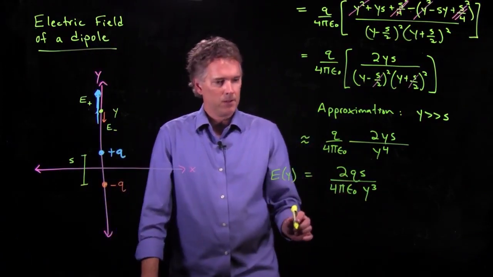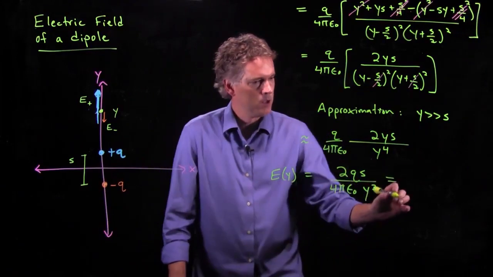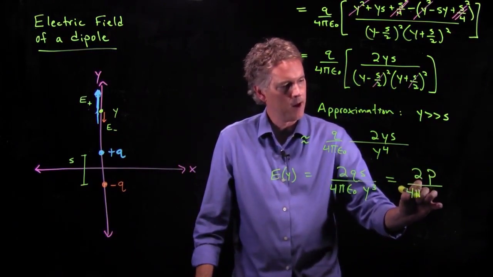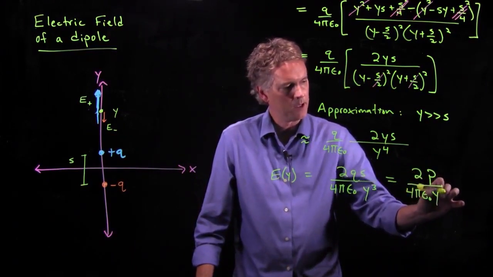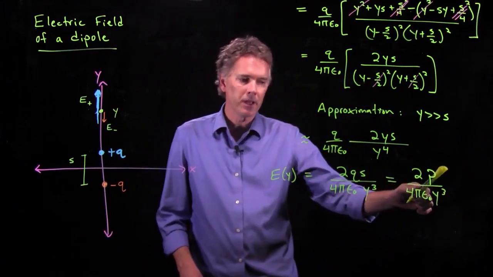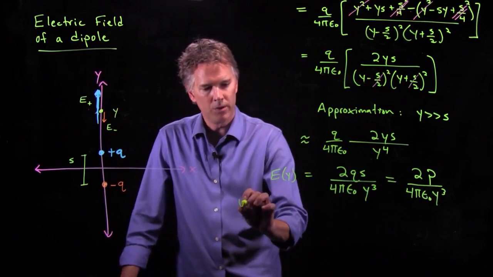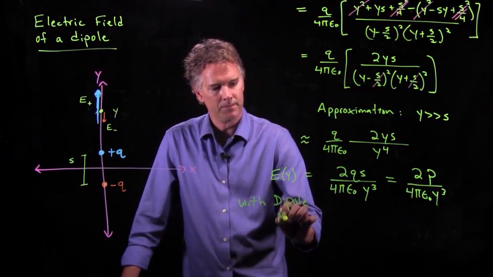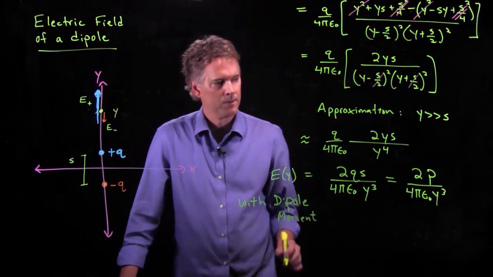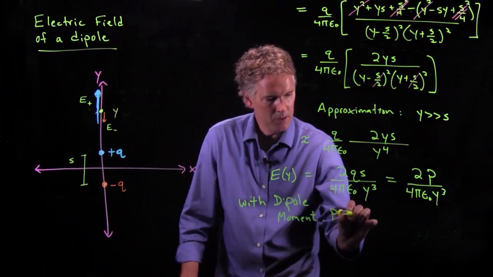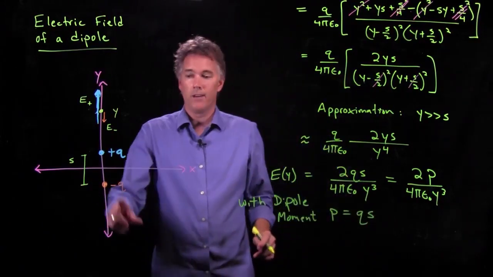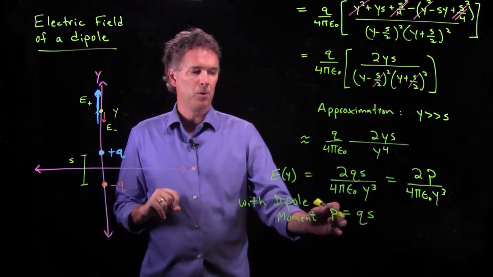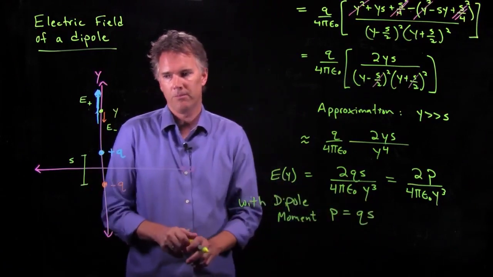Another way to write this is the following. 2 times p divided by 4 pi epsilon naught y cubed. And we've introduced something here called p, which is dipole moment. Okay? P is equal to q times s. If you have two charges, plus q and minus q, and they are separated by s, what is the dipole moment? It's that right there, P equals QS.